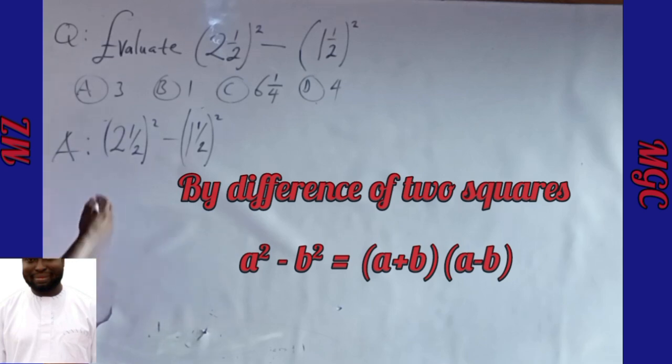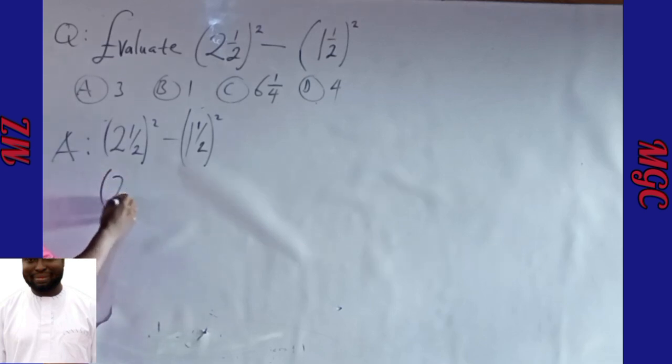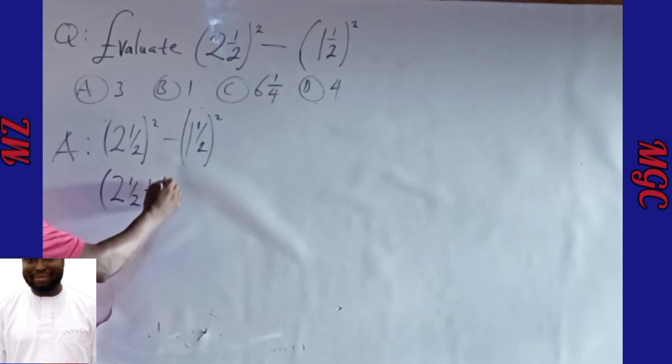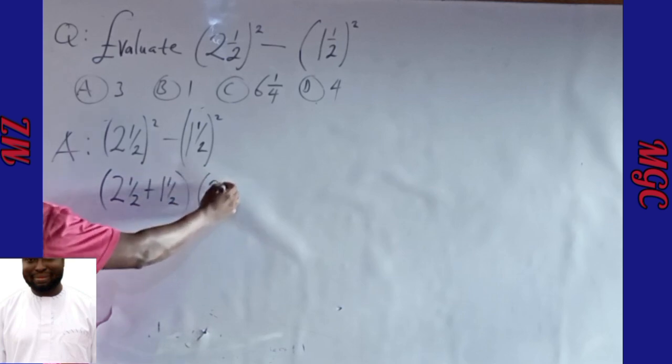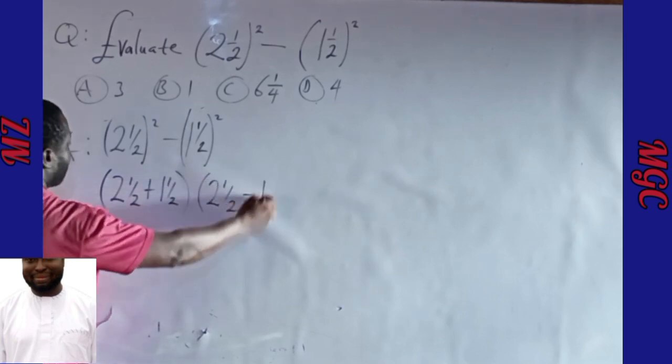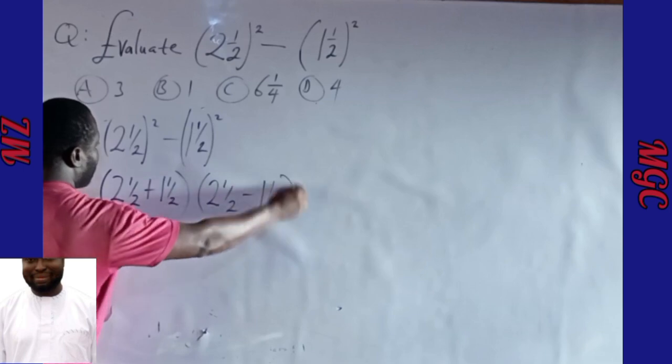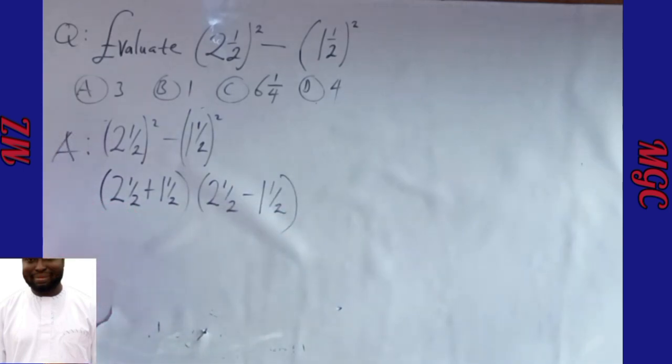So by difference of 2 squared, we have 2.5 plus 1.5. That is, you add the fractions together, multiply by the first fraction minus the second fraction. That is how we apply the difference of 2 squared. So from here, we add these two fractions together.